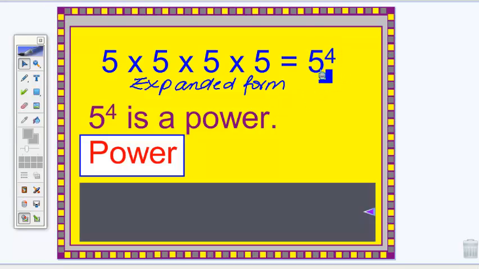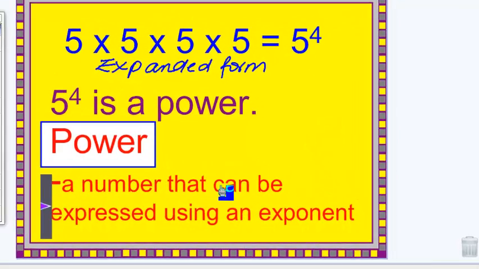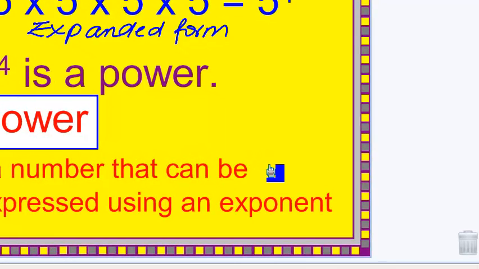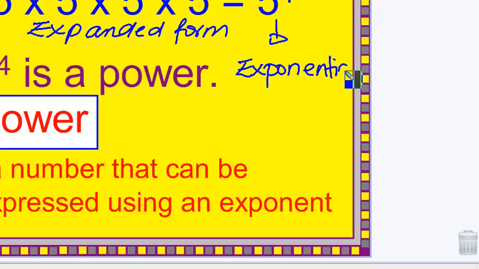So here it is. This will be 5 to the 4th power. Now, what is a power? A power is a number that can be expressed using an exponent. So this right here, we just wrote in exponential form. This was the expanded form, and this one here is the exponential form using the powers.